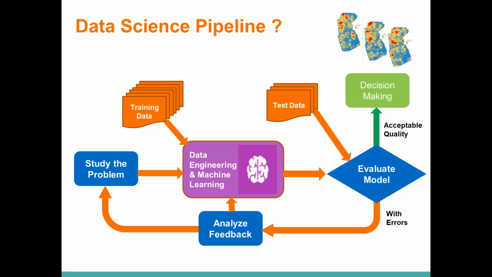Sometimes the decision might be just a yes or no, which is very straightforward. Sometimes it might be more complex. In this case, I'm showing a spatial visualization with respect to disease propagation, where we would see the hotspots and things like that.